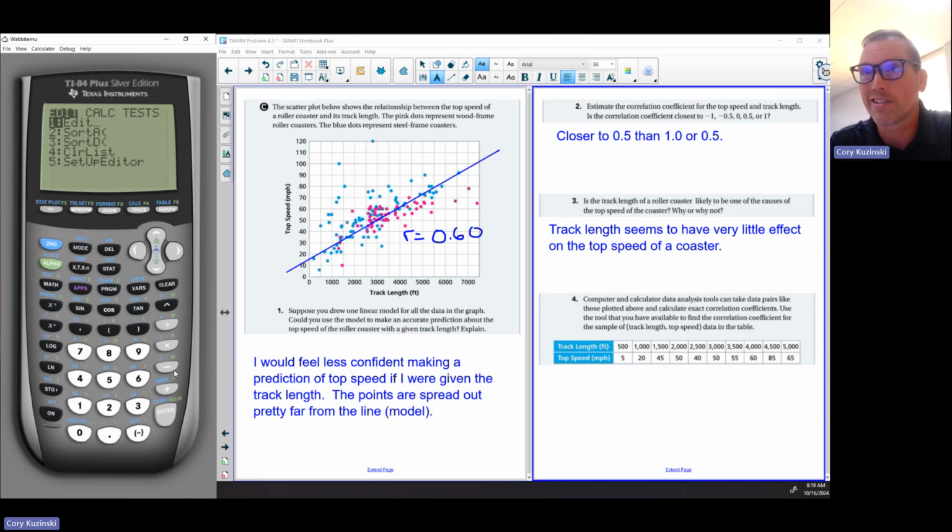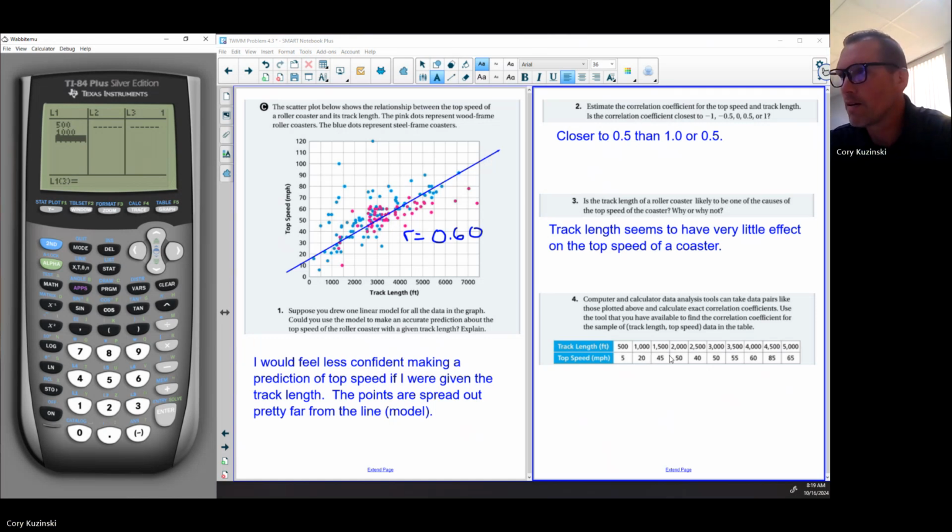We got to get our data in. Let's go stat, edit. I'm going to put these track lengths in. So let's go 500, 1,000, 1,500, 2,000, 2,500, 3,000, 3,500, 4,000, 4,500, and 5,000. This is obviously just sample data, it's fake.